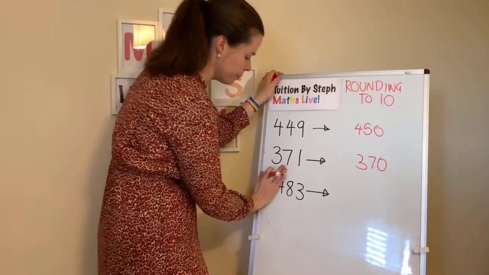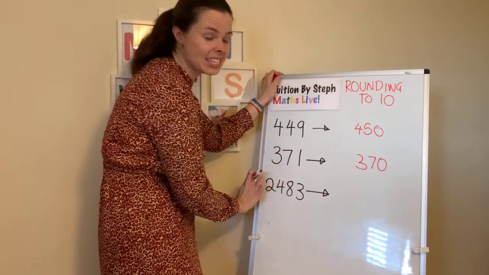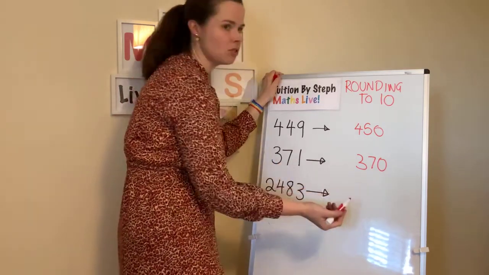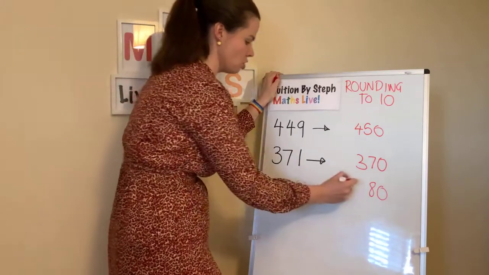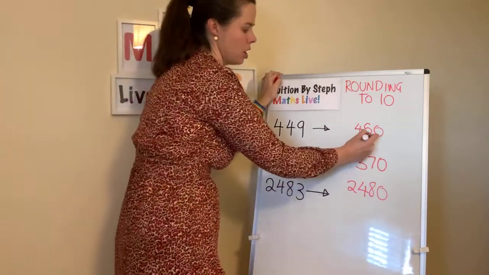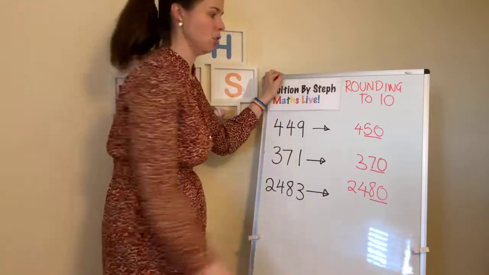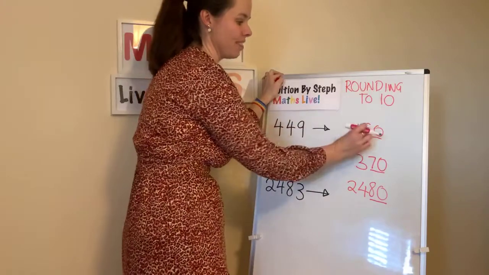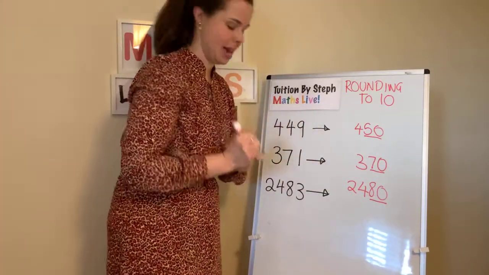For the last one, here's your 10s and your 1s. We're in the 80s, it's 83. So 83 to the nearest 10 is 80. And you've got your 2,400 before that. Okay, so just remember, your answer should always have a multiple of 10 in it. It should always end in a 0. If it ever doesn't end in a 0 and you've rounded it, be careful.